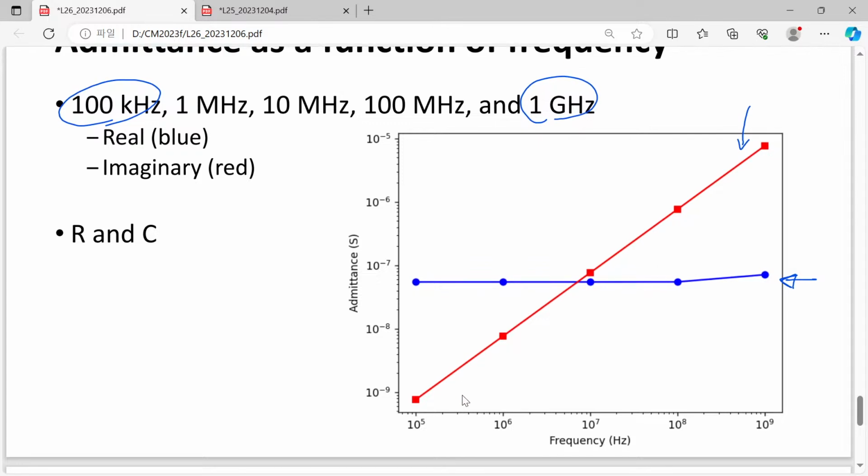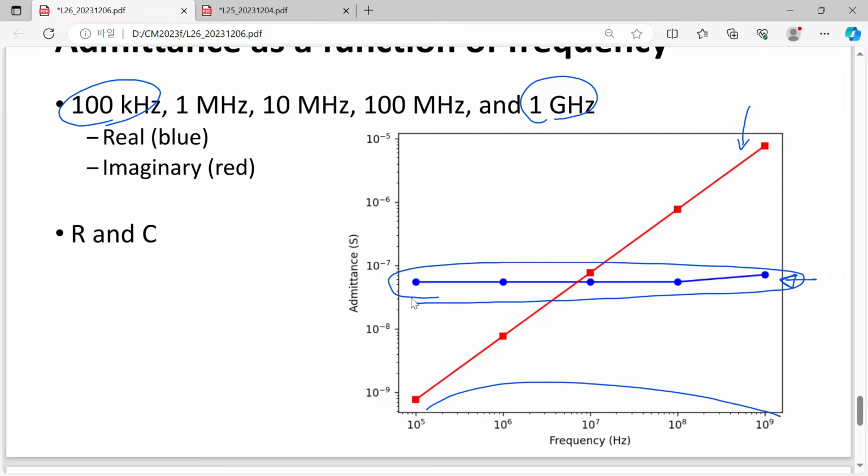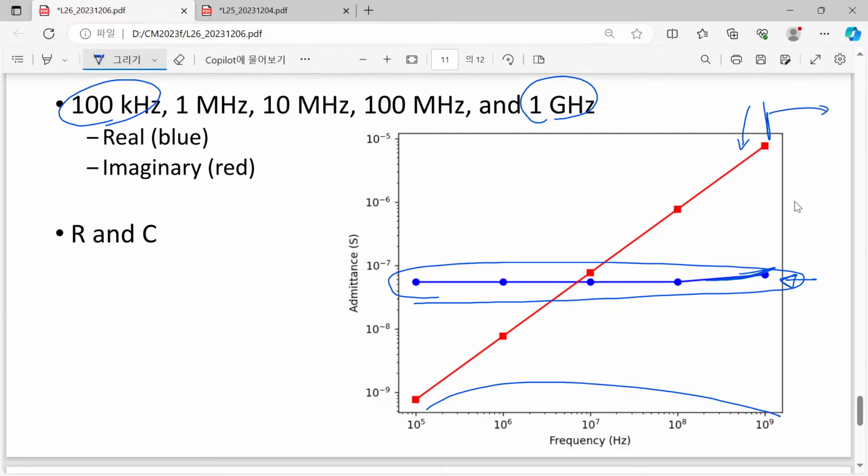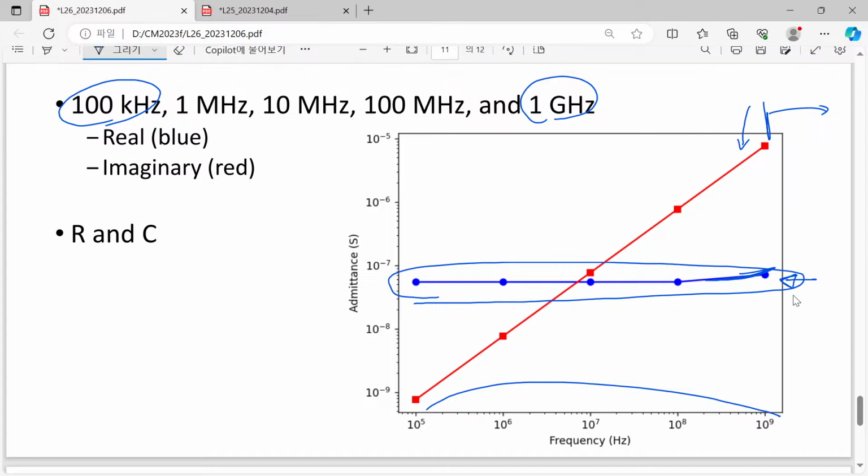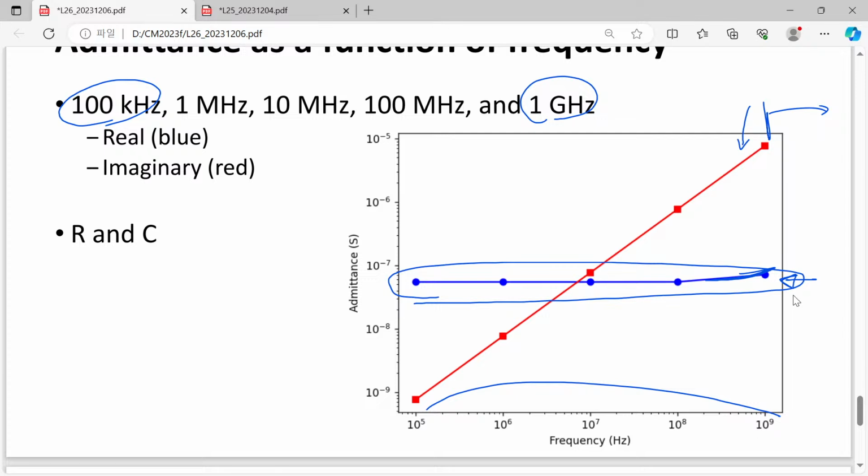We have changed the frequency by 4 orders of magnitude, and you can see that this real part, called conductance, seems to be almost close to a constant. Of course here we have a slight increase, so beyond the gigahertz range we will have a very dynamic behavior of both the real part and imaginary part, but at least below 1 gigahertz, we have an almost constant value of our real part.